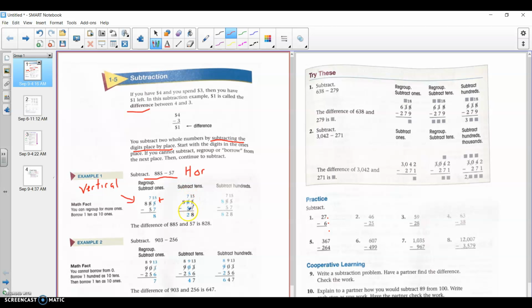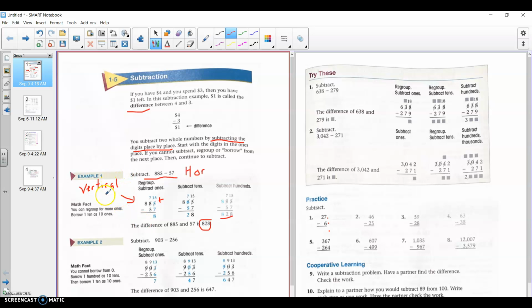So 7 minus 5 is 2. Now we do have 7 apples and we can take away 5 apples, so we do not need to borrow here. 2 is our answer. And finally, when you have 8 apples and you're taking away nothing, you're still going to have 8 apples. So your answer is 828 to 885 minus 7.